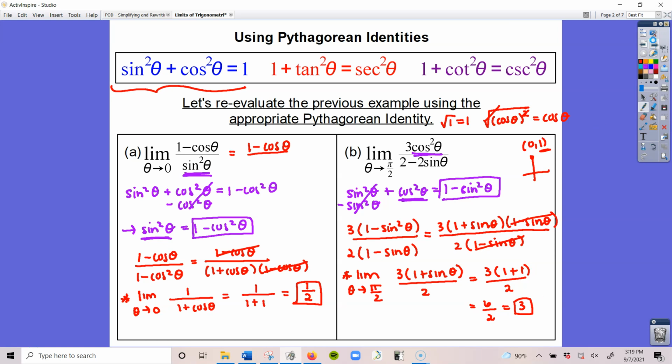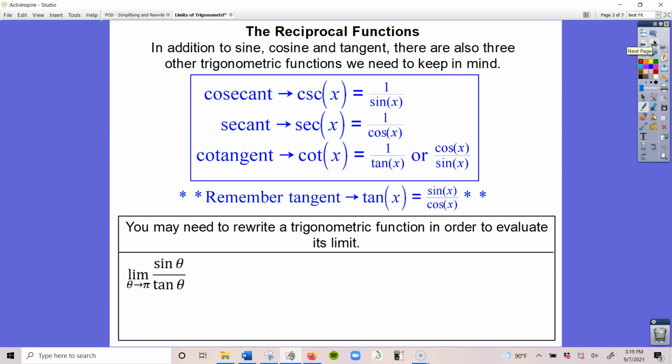Now let's look at some other identities that we can use. These are called the reciprocal identities, which we have used very briefly in the past. We have cosecant, which is the reciprocal of sine and can be written as 1 over sine. We have secant, which is the reciprocal of cosine, which can be written as 1 over cosine. And cotangent, which is the reciprocal of tangent and can be written as 1 over tangent, or cosine over sine, since the reciprocal of tangent, which is sine over cosine, would give you that cosine over sine.